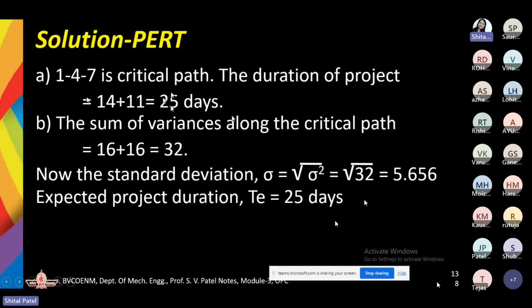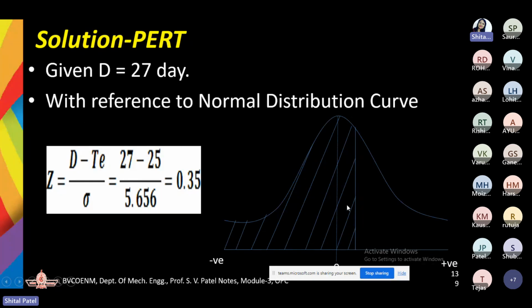Okay. So here we have a critical path, as well as the variance. Now we need to calculate the standard deviation, that is 5.656, and the expected project duration is this much. So next, it is going to be asked: what is the probability that you are going to complete your project in 27 days?